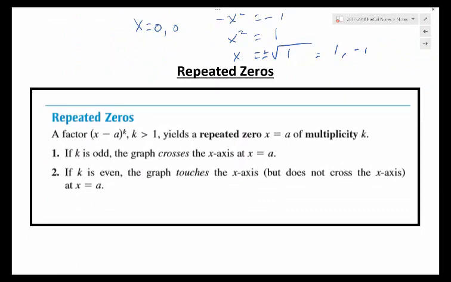Anytime I have more than one, it leads to a multiplicity of k, depending on how many times it's repeated. If you have an odd multiplicity, it crosses the graph at that point. And if you have an even multiplicity, then the graph touches the x-axis, but it doesn't cross the x-axis. We call that the bounce. So if I only have one or some other odd number of factors for that specific number, it'll cross it. But if I have 2, 4, 6, or 8, etc. of the same factor, it bounces. Da bounce.